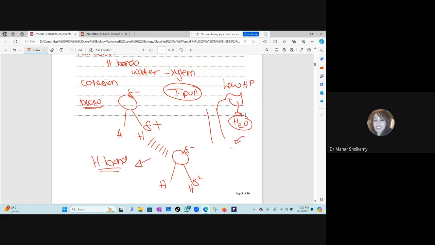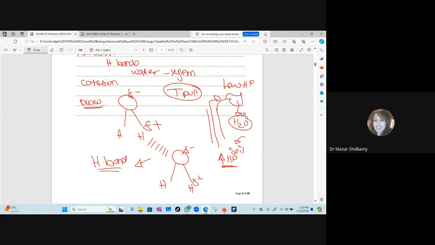And in the soil, I have a water supply. Either I'm watering the plant or there is rain. So I have here high hydrostatic pressure. And you just said it, that the water is going to move down a concentration gradient from high pressure to low pressure. This is going to create a transpiration pull, pulling the water molecules.